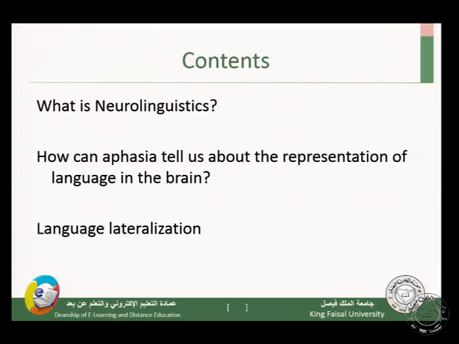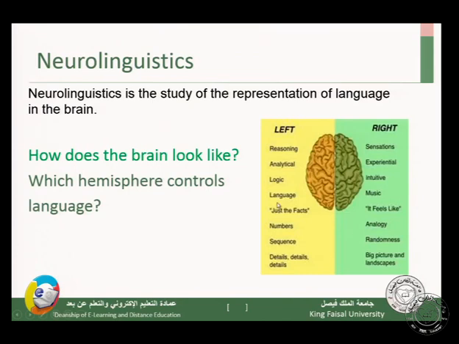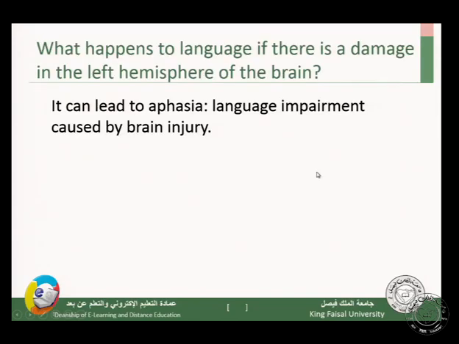If you can see, language is here. Language is in the left hemisphere. What happens if there is damage on the side of the brain where language is based? If there is damage to this area, the damage can lead to aphasia. What do we mean by aphasia? What is the definition of aphasia? It is language impairment which is caused by brain injury.